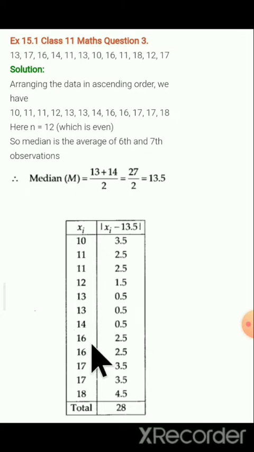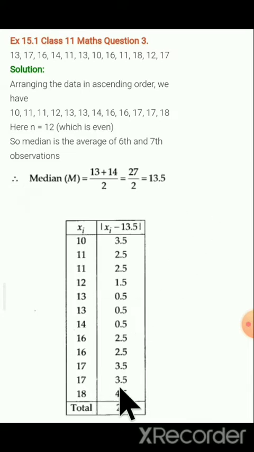16 minus 13.5 equal to 2.5. 17 minus 13.5 equal to 3.5. 18 minus 13.5 equal to 4.5.